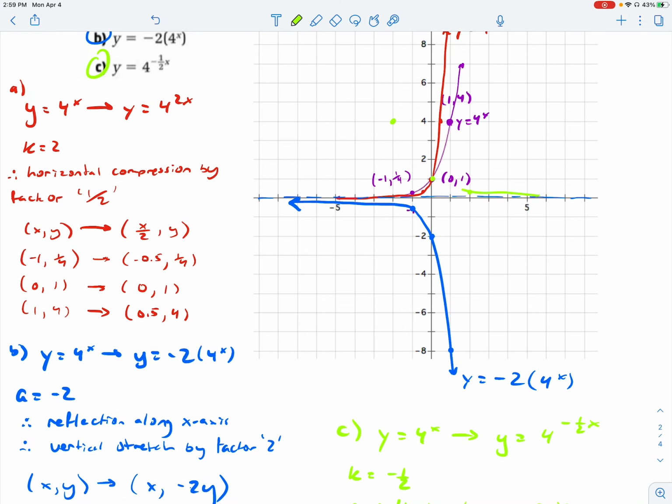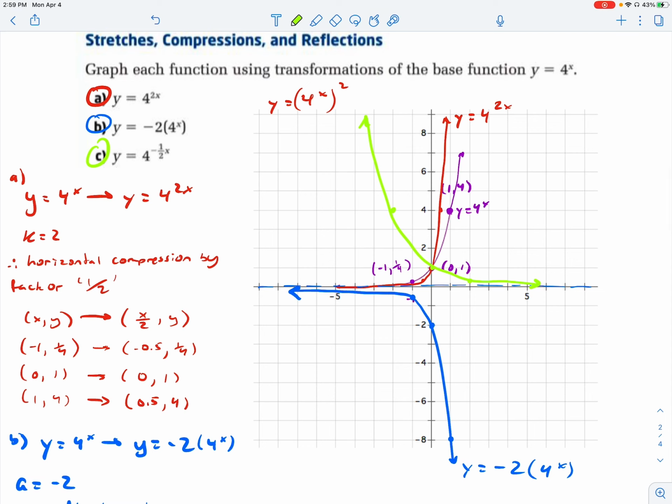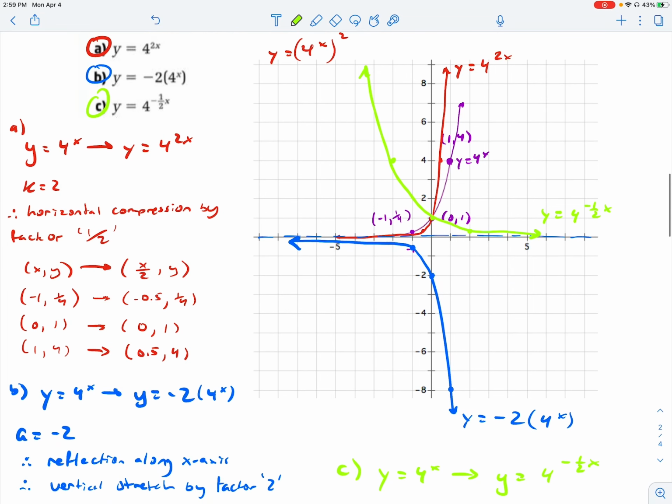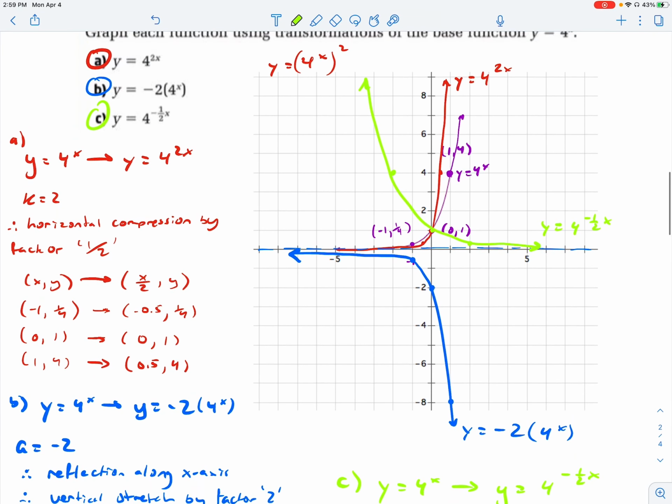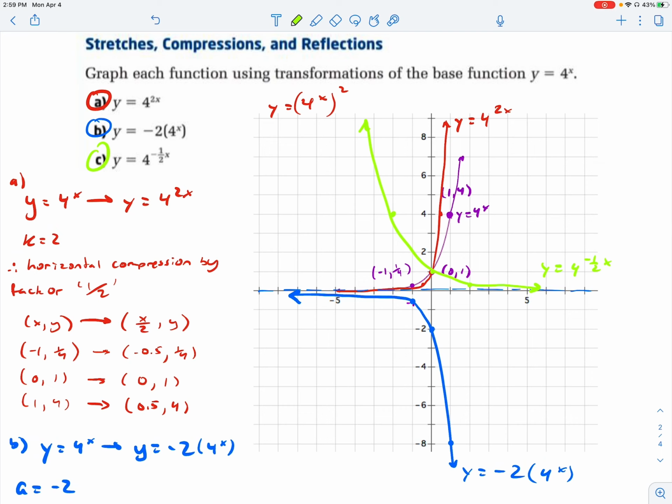We can draw this like this. Get our arrows on there, and label the graph. y equals 4 to the negative half x. So that one was reflected and horizontally stretched. And that's basically how you take care of the transformation. So at this point, we've covered horizontal and vertical shifts. Now we've covered the stretches, compressions, and reflections. That's it for this video. I'll see you in the next example.